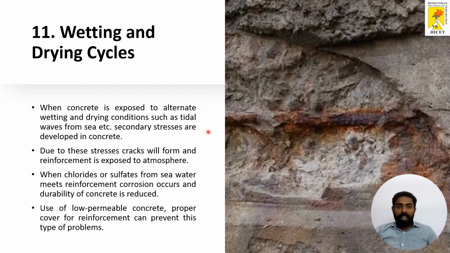Next one is wetting and drying cycles. When the concrete is exposed to alternate wetting and drying conditions, such as tidal waves from the sea, secondary stresses are developed in the concrete. Due to these stresses, cracks will form and the reinforcement is exposed to the atmosphere. When chlorides or sulfates from the seawater meet the reinforcement, corrosion occurs and the durability of the concrete is reduced. The use of low permeability concrete and proper cover for the reinforcement can prevent this type of problem.